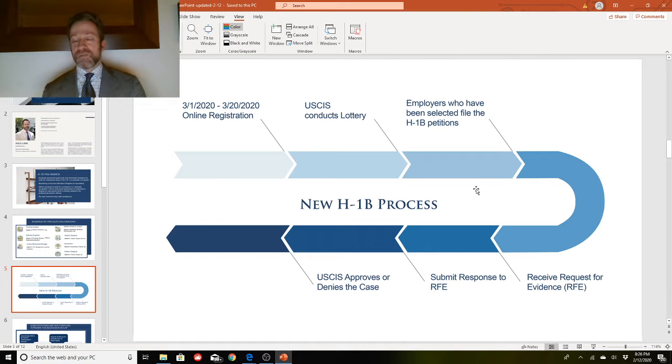But if you receive a request for evidence, you'll have to submit a response to the request for evidence, or RFE, and then later in the summer, the H-1B will be adjudicated and hopefully approved, hopefully before October 1st, when the H-1B employment can start, okay? Though it does sometimes take longer, unfortunately. So this is the new H-1B process, all right? And this is the new online registration process, which will start on March 1st. So it's very important to be ready for that.